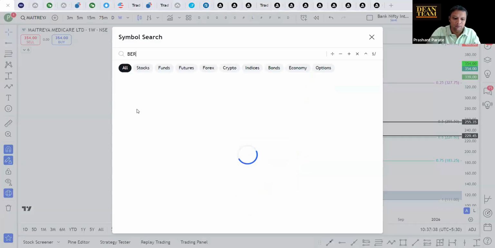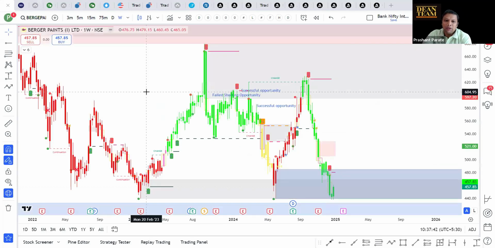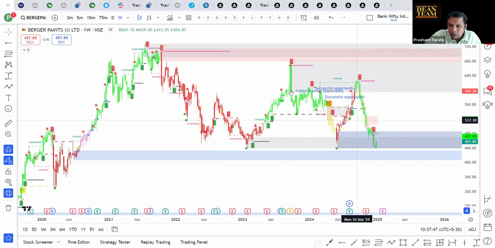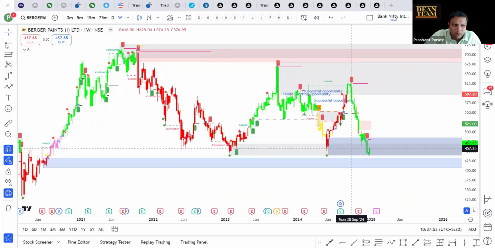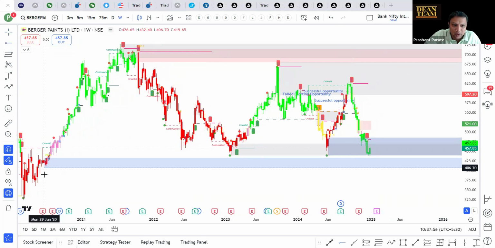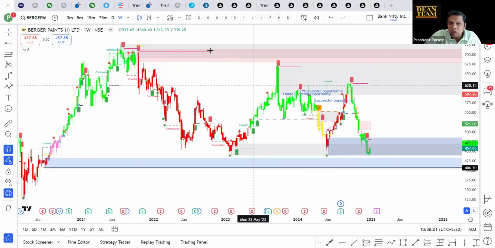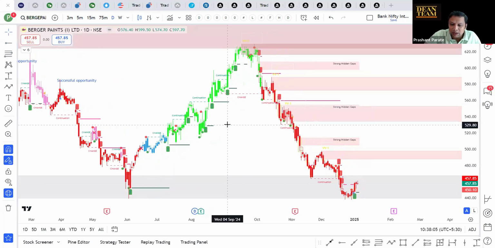Berger Paints. Berger Paint weekly chart has come down in buying area with strong selling force. So as it is in lowermost area of buying area, it can reverse from here, especially because the trend is up, but the force is strongly down. So I want some time frame to show me that selling force has disappeared and buying is appearing. Minimum will be 75 because we are checking daily weekly chart.